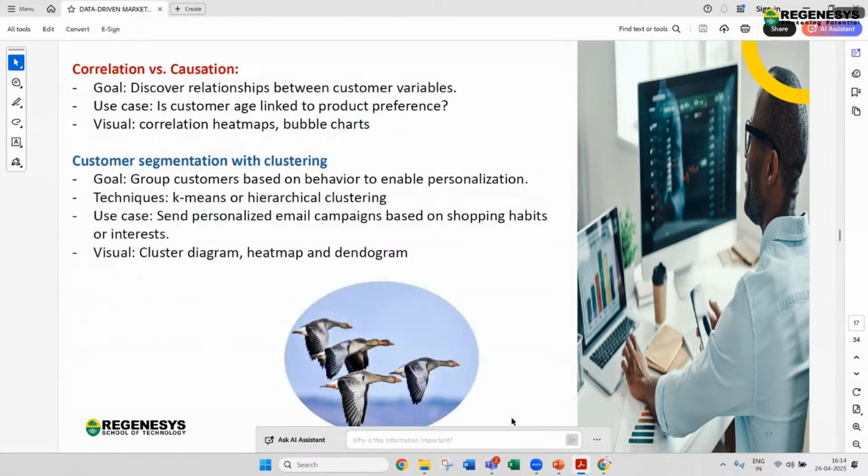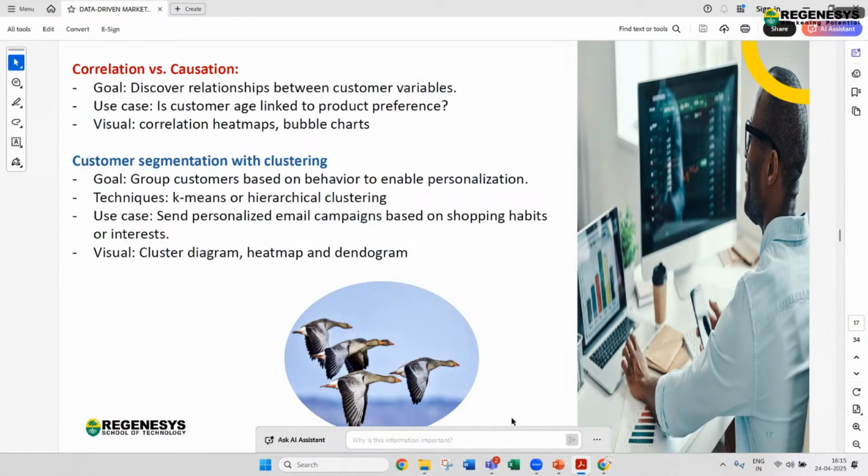Then we also have correlation. When I say correlation, we want to know the relationship between two variables. As I said earlier, the age and the product. Is there any correlation between the choice of the product with respect to the age? So, whenever we want to know the relationship between two variables, we make use of correlation.